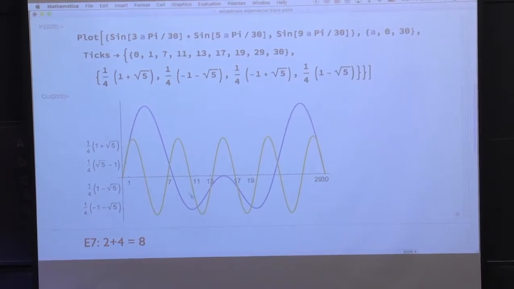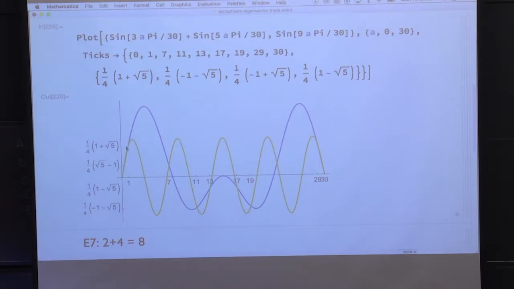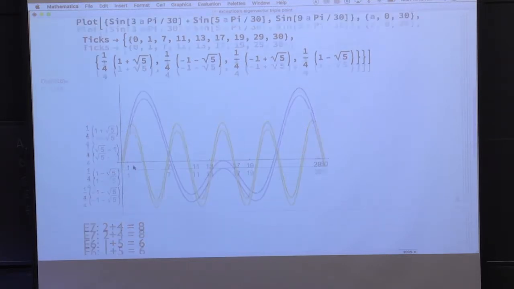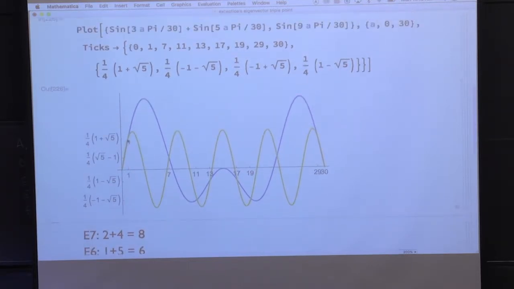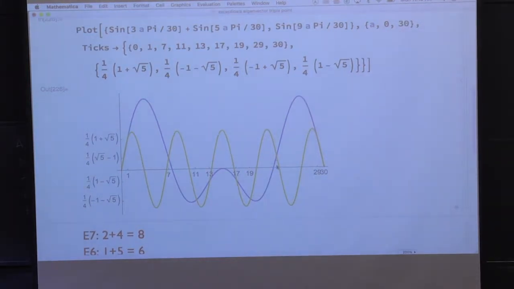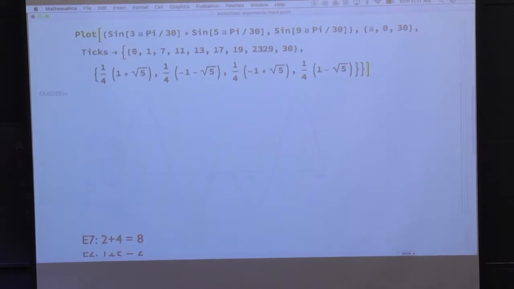Look, this is the sum sine 3a plus sine 9a. Look where they meet. Here it's maybe a little bit tough to see, but there is a meeting here at 1 over 30. Yes, so this is 1 over 30, at 7 over 30, 11, 13, 17, 19. Yes, and I think I may have forgotten one, which is 23, right?